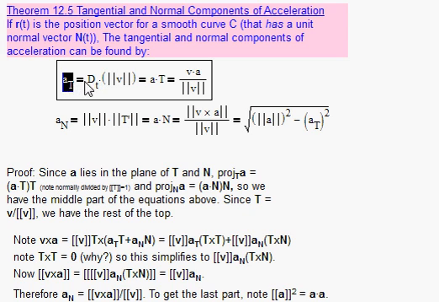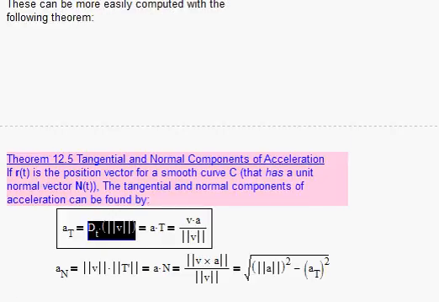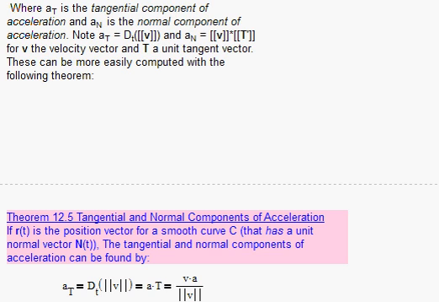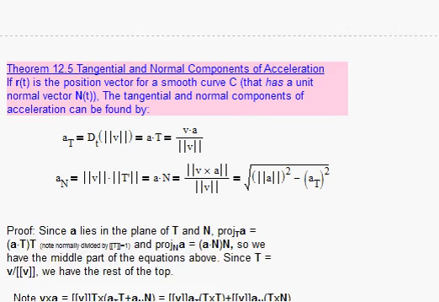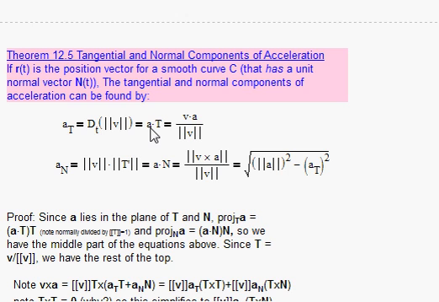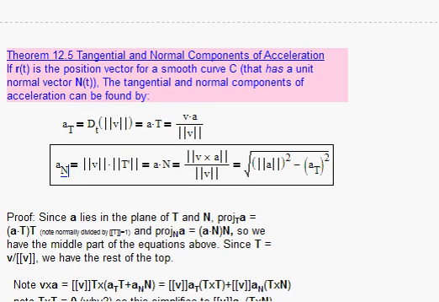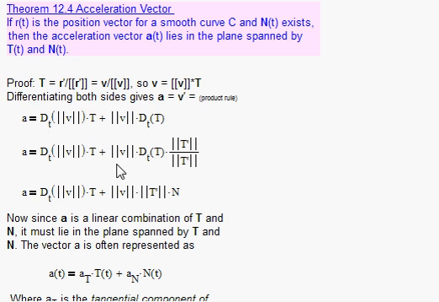by the tangential component is the derivative of the length of the velocity vector that comes from here. And now here's the part that's kind of unique. That's the acceleration vector times the unit tangent vector. And here's the easy way: vector v, the velocity vector, times the acceleration vector divided by the length of v. And the normal component of acceleration is just what you'd expect.